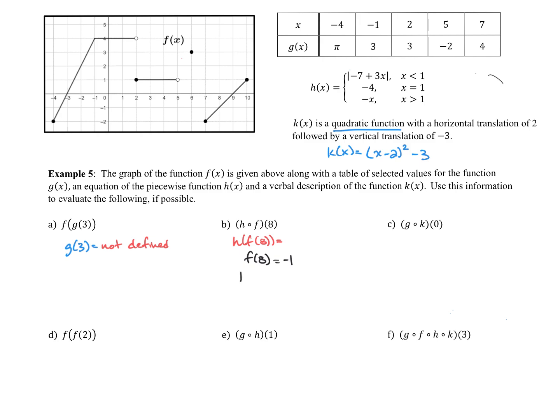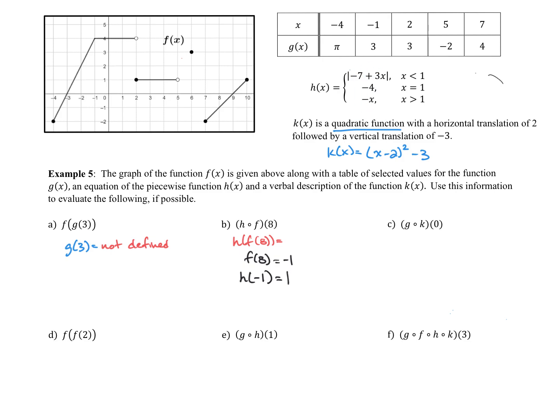So now I need to find h of negative 1. Now, h is my piecewise function. So which one do I use? If I look at my domain restraints, which one do I use? The top, the middle, or the bottom? The top one, because negative 1 is less than 1. And so now I'm going to substitute in negative 1 right there.